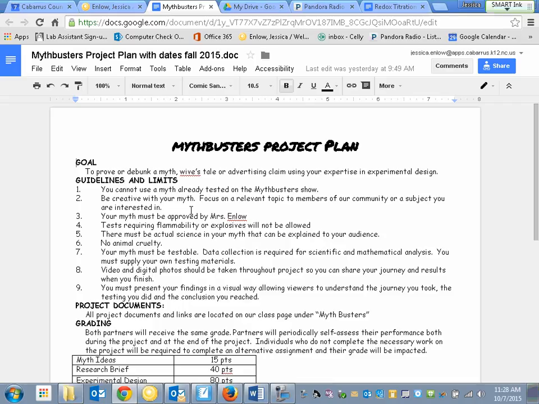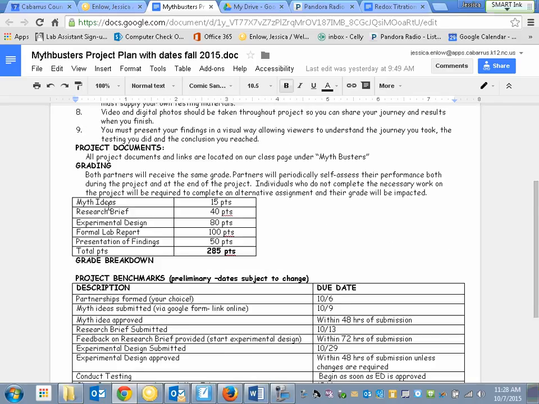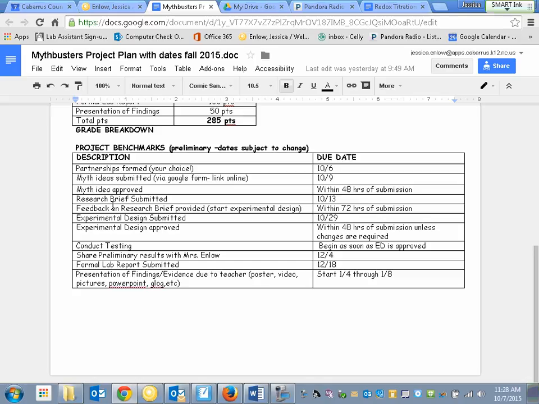With that in mind, come up with something that you're interested in because you're going to be working on this for a while. The first thing that's due is the idea, through the Google form online link, by Friday. I will approve your idea. I'll pick one through three. Prioritize it. The first idea is what you really, really want to do, and the second and third are ones I'm okay with.